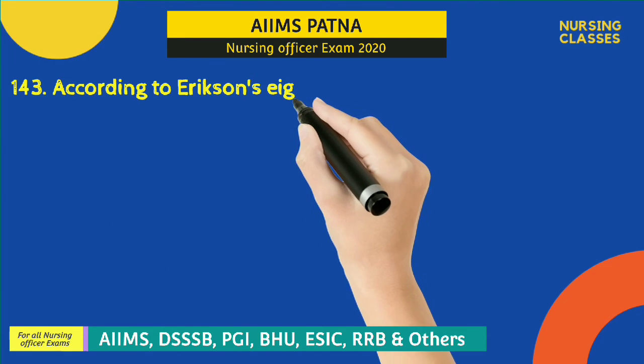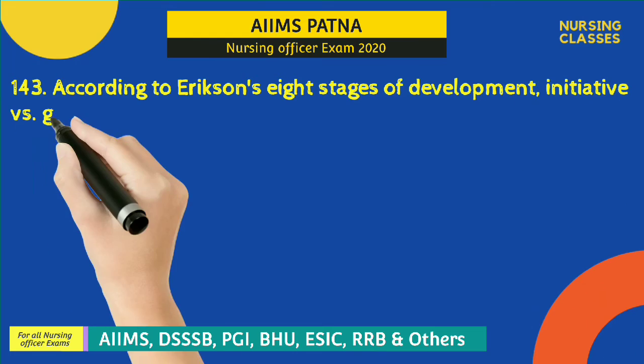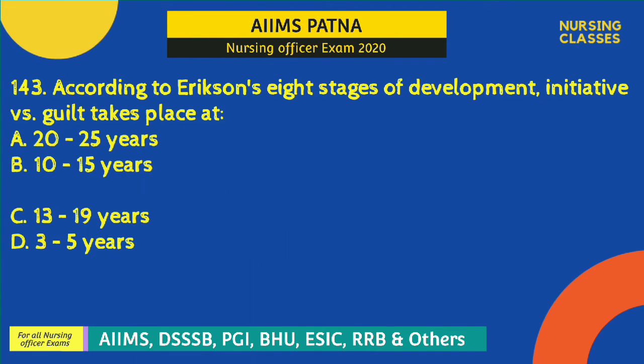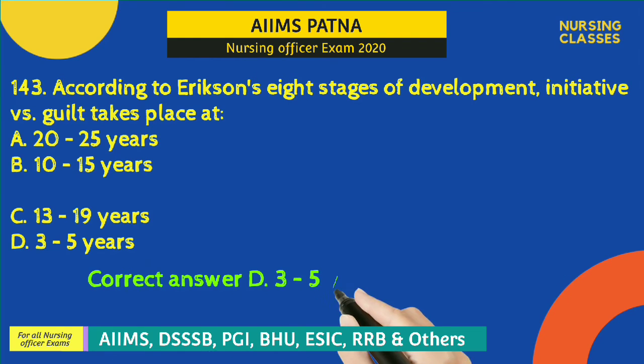143. According to Erikson's 8 stages of development, initiative versus guilt takes place at: A. 20 to 25 years, B. 10 to 15 years, C. 13 to 19 years, D. 3 to 5 years. Correct answer D. 3 to 5 years.